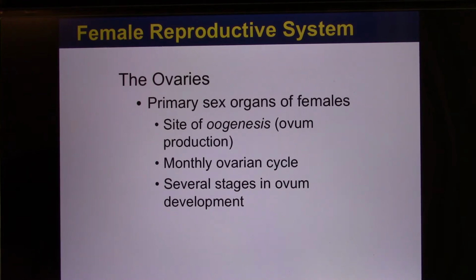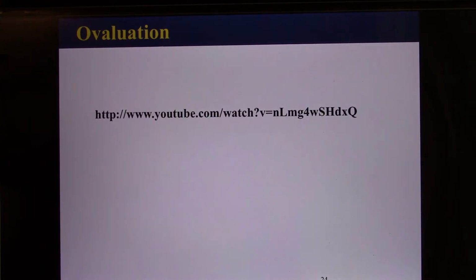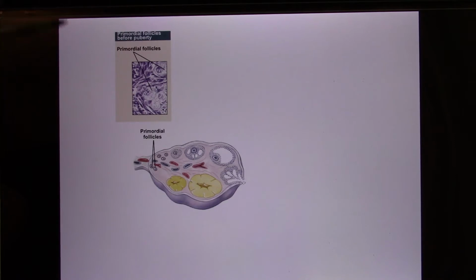So let's look at the ovary. So the ovary is the primary sex organ in the female. So it's the place for oogenesis. And that's the video. I will leave it to you. So the process is, in the ovary you have those primordial follicles.